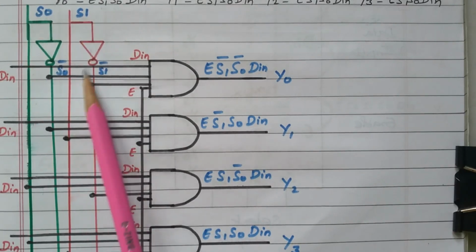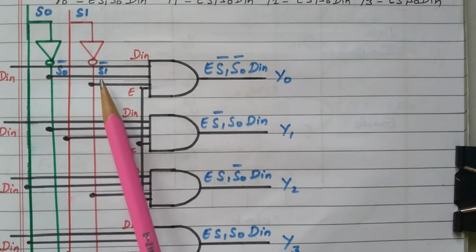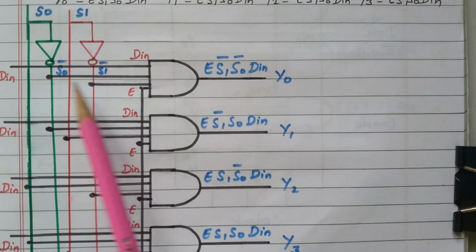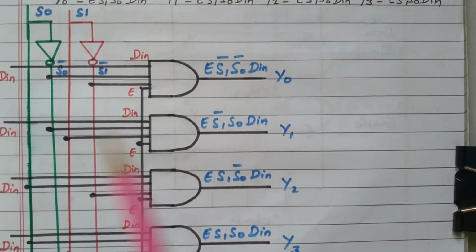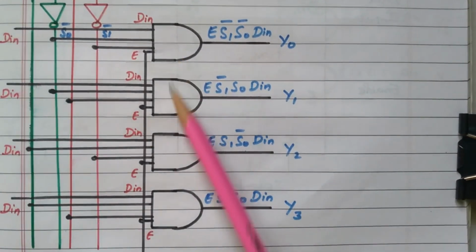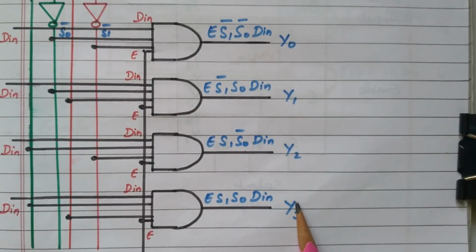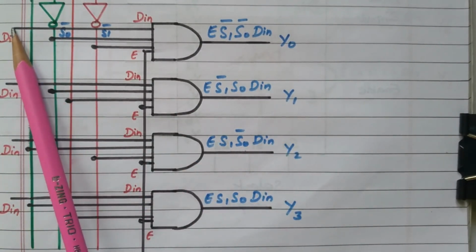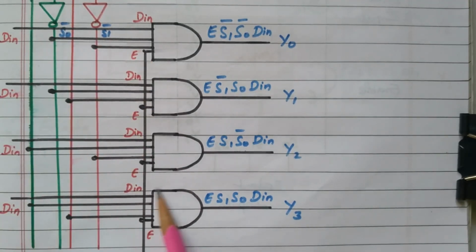So we have 4 possibilities. S0, S1 is available, S0 dash, S1 dash is also available. Using the NOT gate we got the complement also available. So this is the data input DN. We have 4 AND gates available. The 4 AND gates are connected in order to produce the 4 different outputs.